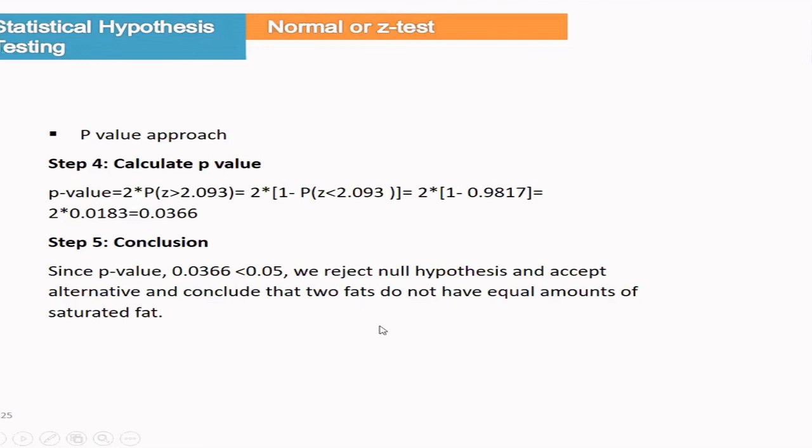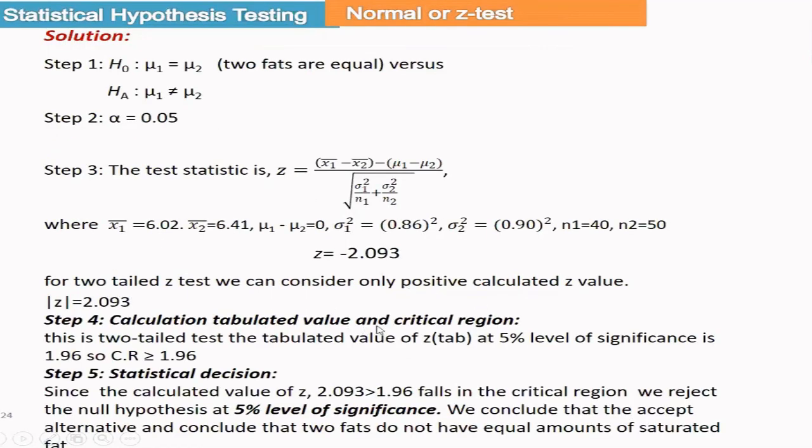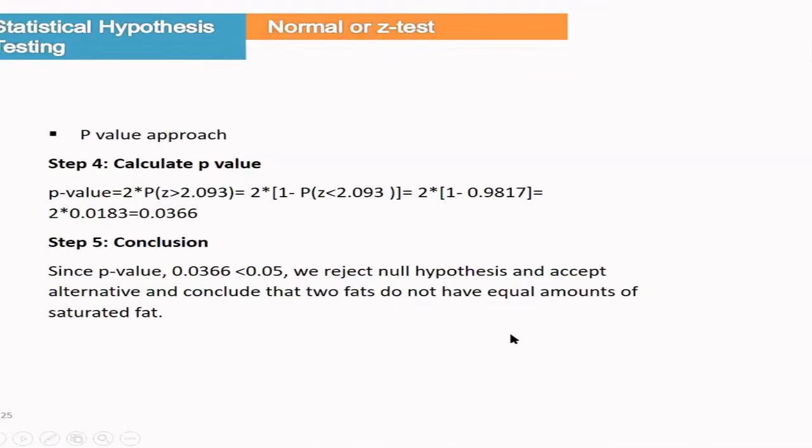So same thing. You can use any method, the conventional critical region method or the p-value method, but you will get the same answer and the same conclusion. Okay, this is how to compare two means by the Z-test.